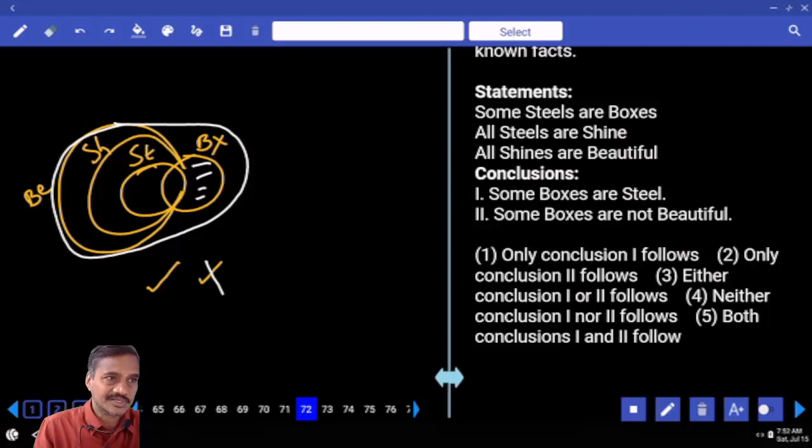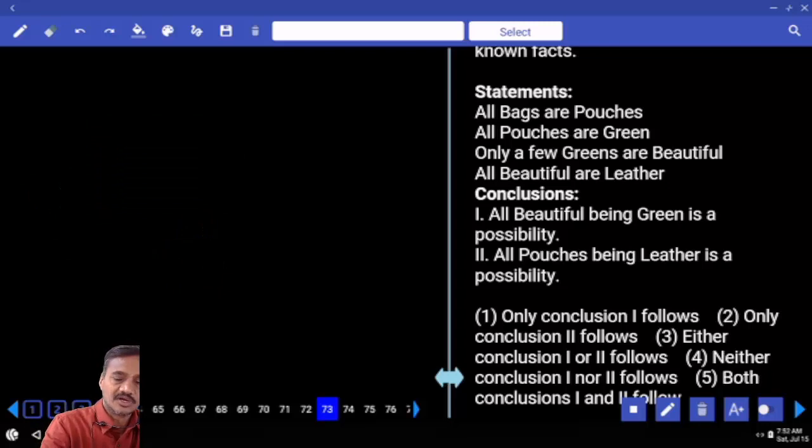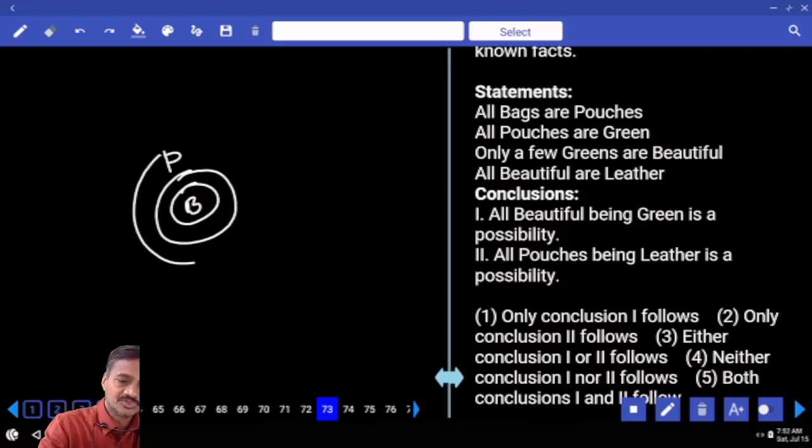Now without drawing the diagram, in this case, all the statements are affirmative. As the statements are affirmative, a negative conclusion cannot be drawn, and this is anyhow ruled out. Now you are left with only the first. Then coming to the third one, 73. Now in this 73, all bags are pouches. Now these are the bags that are pouches, bag and the pouch, and all the pouches are green.